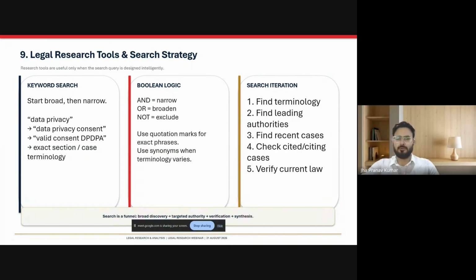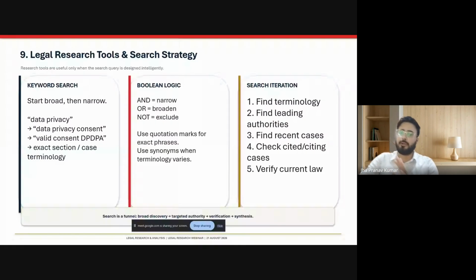For instance, if you talk about the first one, that is the keyword research, where you start broad and then narrow it down. For example, here an example has been taken about data privacy. So data privacy, they have tried to narrow it down to data privacy consent and what is valid consent under DPDPA Act. Okay, that is Digital Data Protection and Privacy Act. Right? And what are the exact sections and terminologies? You need to understand the importance of keywords.